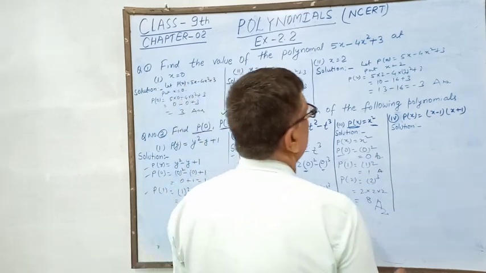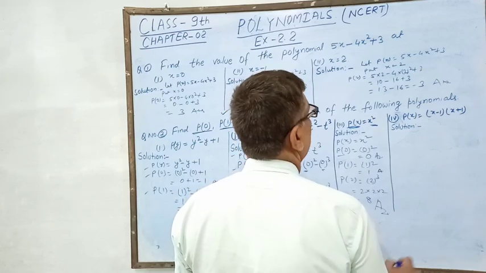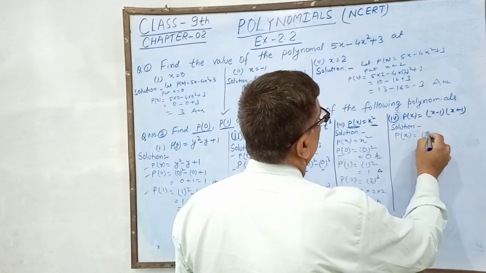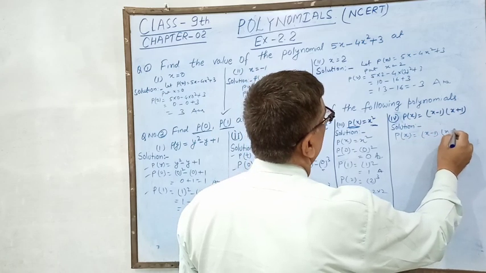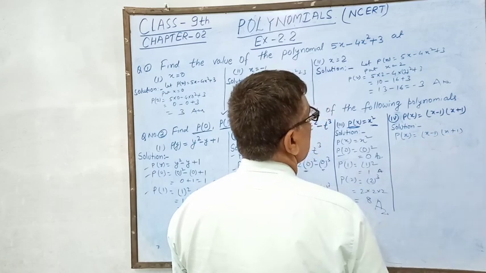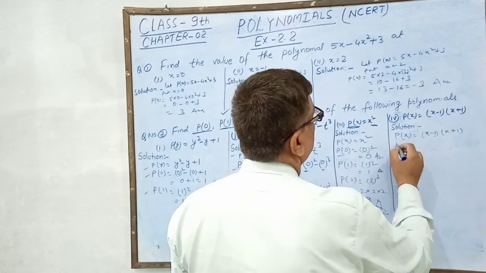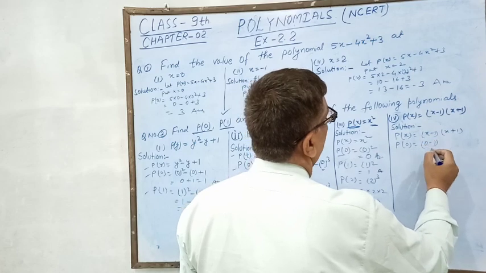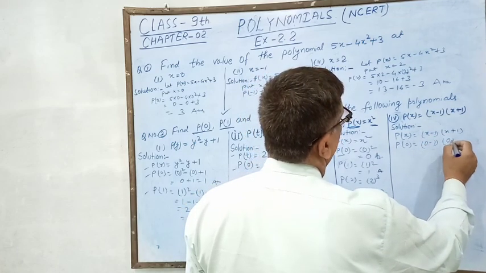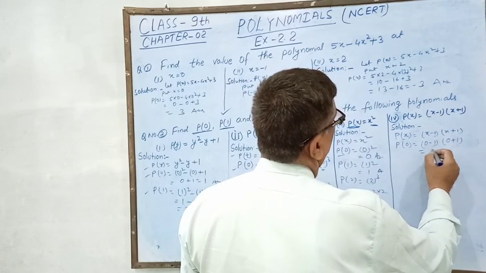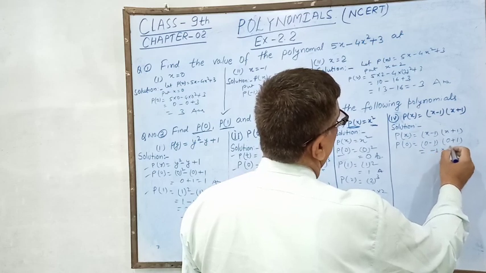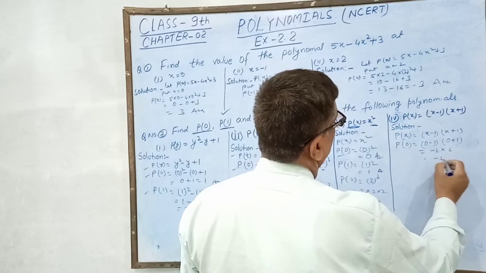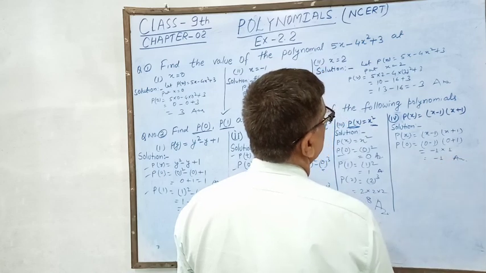And now the last part of question number 2, defined as p(x) = (x − 1)(x + 1). So p(0) is equal to (0 − 1)(0 + 1), where you write 0 in place of x. 0 minus 1 is −1, and 0 plus 1 is 1. So −1 into 1 is −1. This is the first answer.